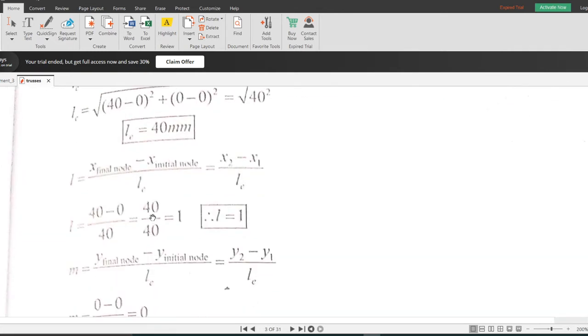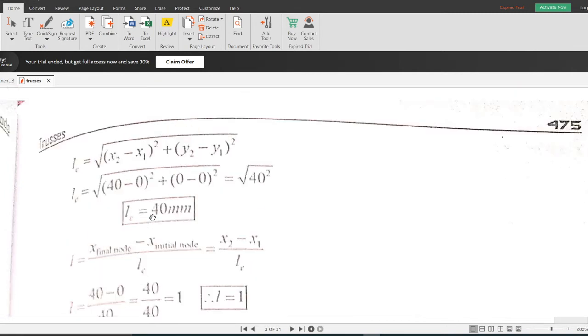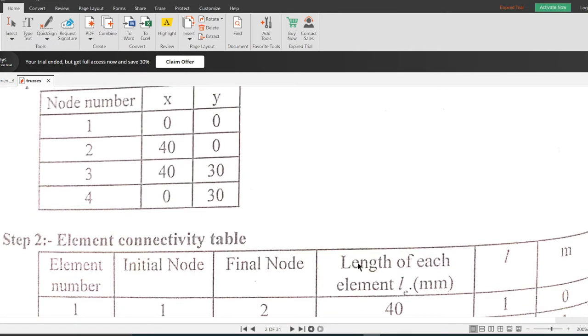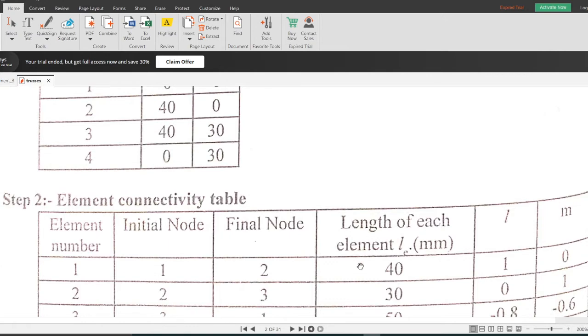Similarly, LE2. What is the initial node? Final node? 3. Square root of x3 minus x2 whole square plus y3 minus y2 whole square. Do it. Correct. What is L and M? 0 and 1. Correct.